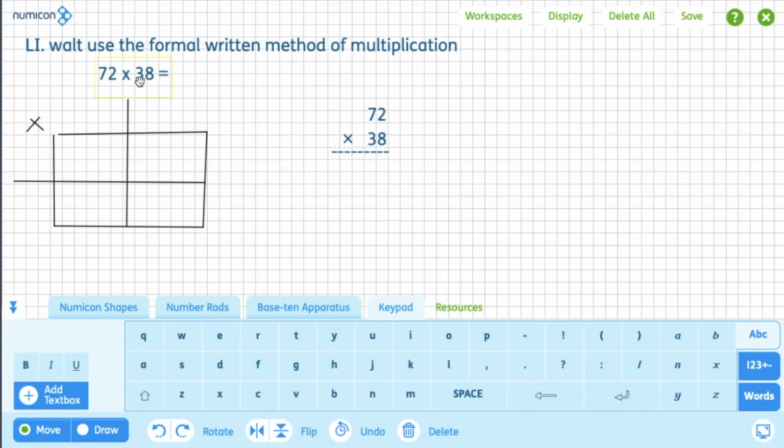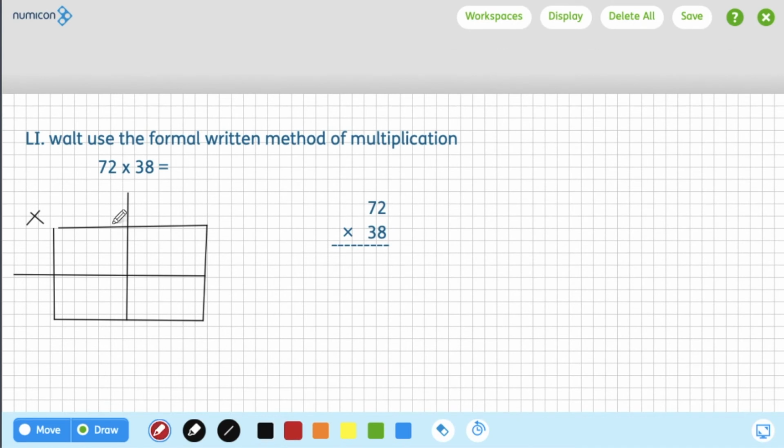Okay, let's try another example. This time I'm going to do 72 times 38, so I'm just going to show you the window method first. You do not have to do both when you're doing this. It's just to show you that they are, in fact, related.